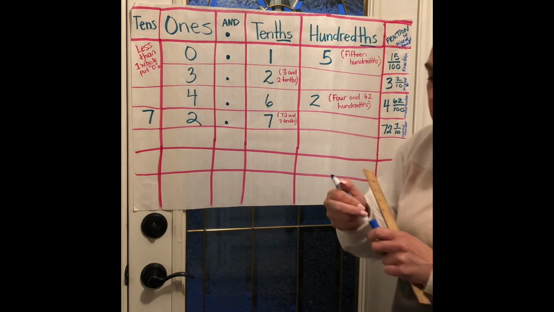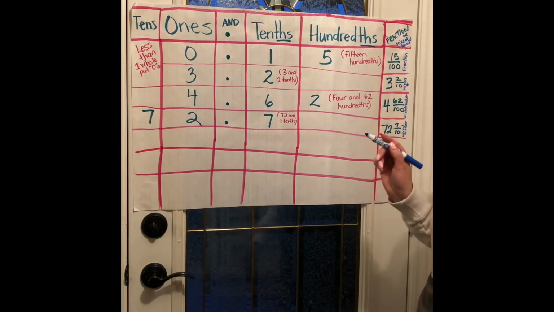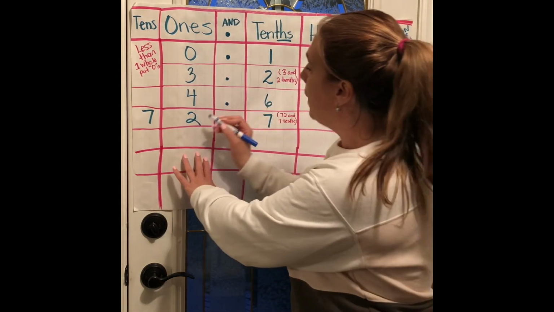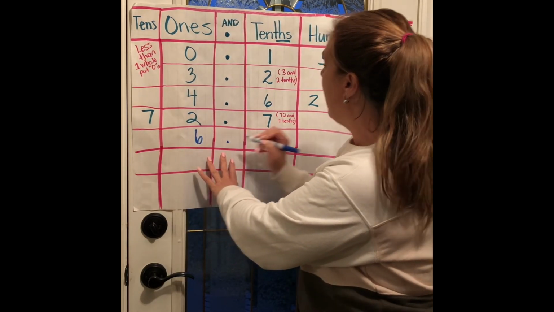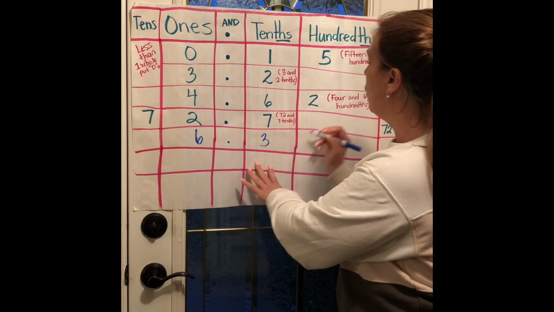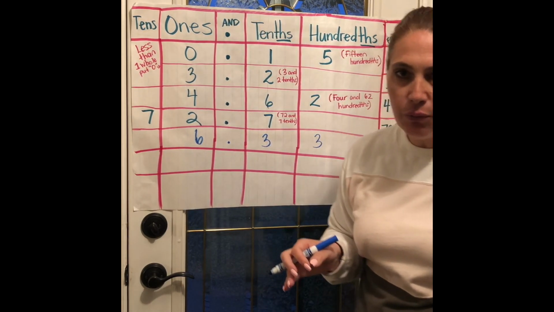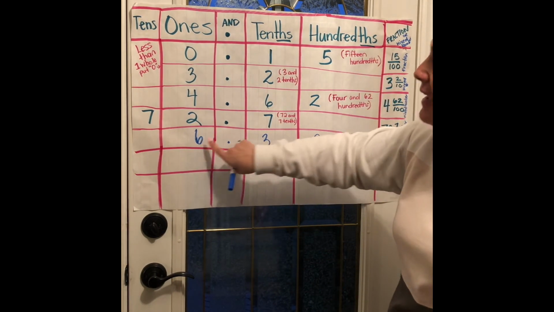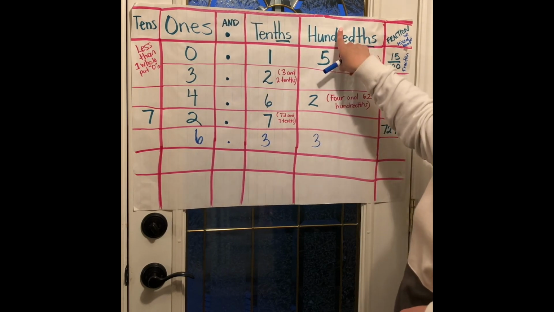We're going to do a couple together, so hoping that you get the hang of it. All right, bear with me, I'm writing on my front door here. I'm going to do 6.33. We don't say 6 decimal 33, or we don't say 6.33. We say 6 and 33 hundredths.